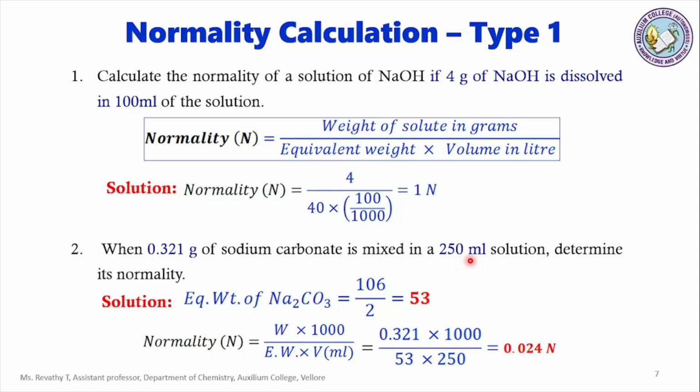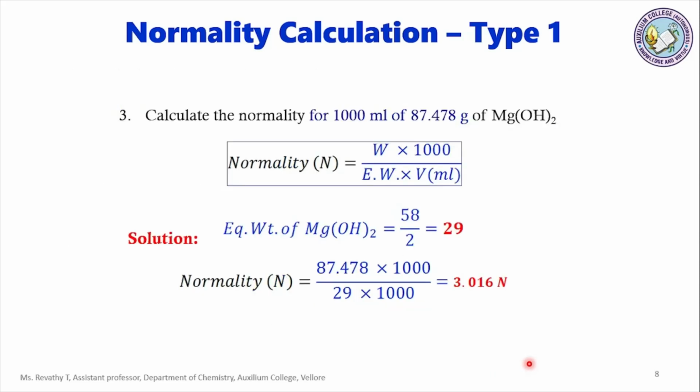Whenever the volume is in ml, we can simply rearrange the formula like this. N is equal to W into 1000 by EV. W is weight, which is 0.321 into 1000 divided by E, the equivalent weight, which is 53, and volume is 250 ml. On substituting, you get normality as 0.024. Okay, you can now solve this problem on your own by pausing the video.